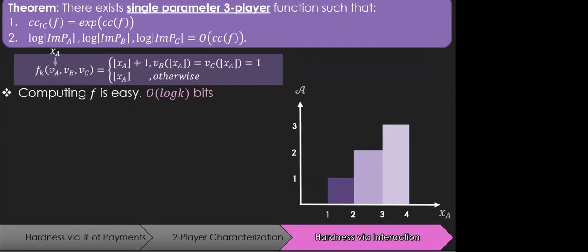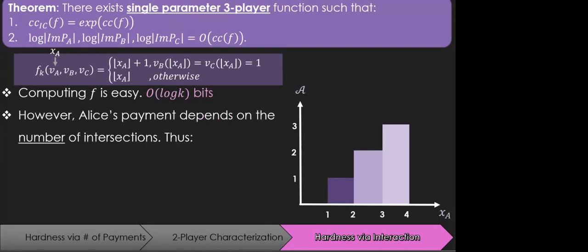Now we are ready to prove the theorem. So we'll start by showing that the function f is easy. Note that the function can be computed by a protocol where Alice rounds down her private information xa to the nearest integer, and then sends it using log k bits. Afterwards, it is known that the alternative is either the rounded down xa or the rounded down xa plus 1. So in order to know which one is chosen, Bob and Charlie send their bits at the index that Alice sent. And now everyone can tell which alternative is chosen.